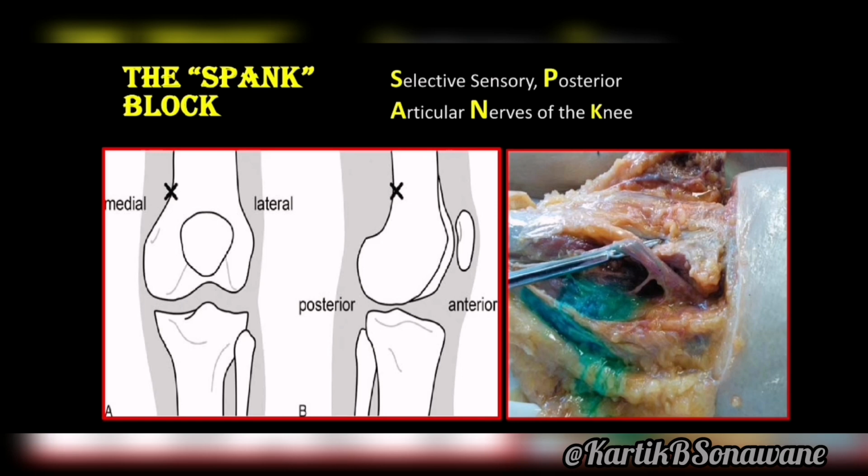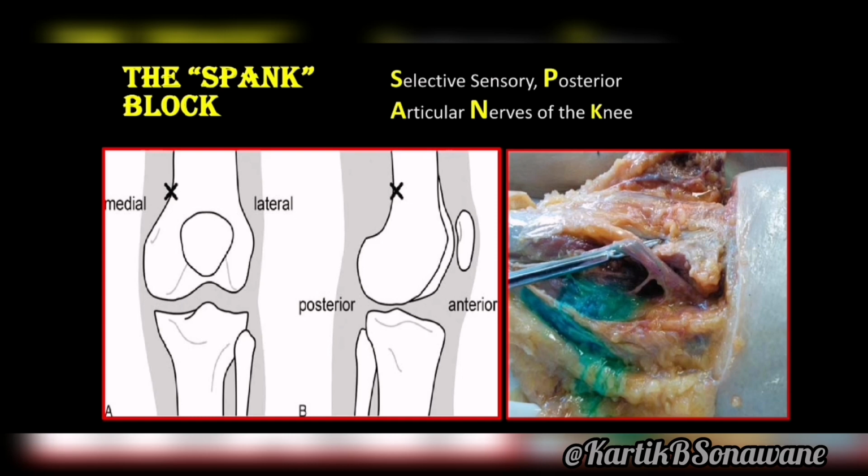SPANK block. SPANK stands for Selective Sensory Posterior Articular Nerves of the Knee. In this block, a linear ultrasound probe is kept sagittally over the junction of the femoral shaft and the femoral epicondyle, to visualize the adductor tubercle on the medial aspect of the distal thigh. And 15 ml of local anesthetic is deposited after hitting the bone over the adductor tubercle, avoiding the popliteal vessel in the needle trajectory.